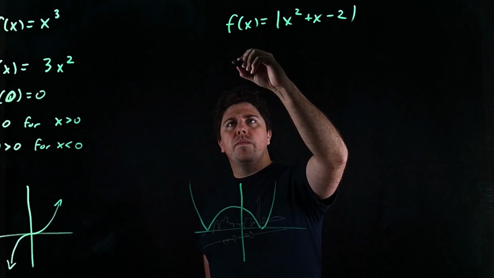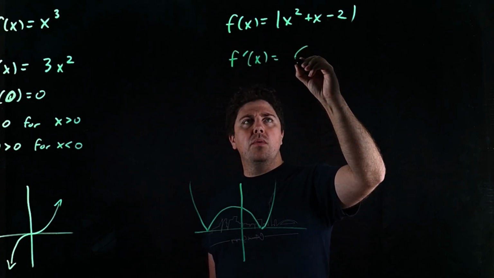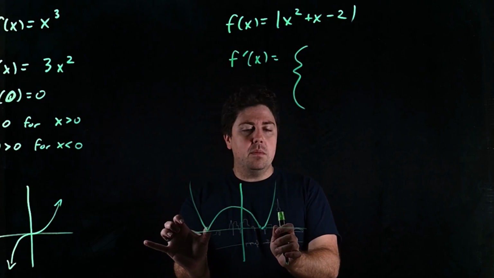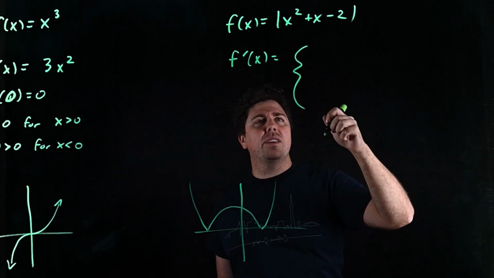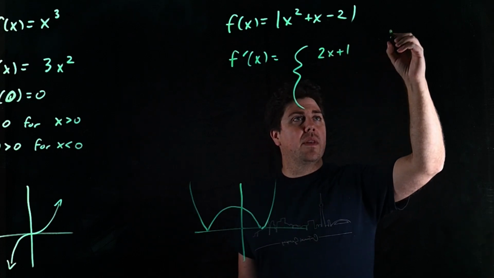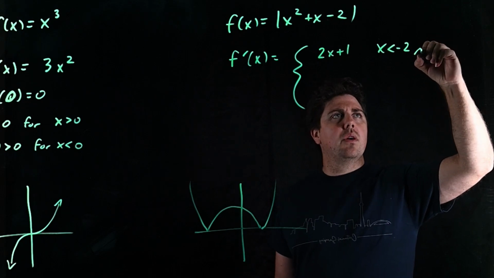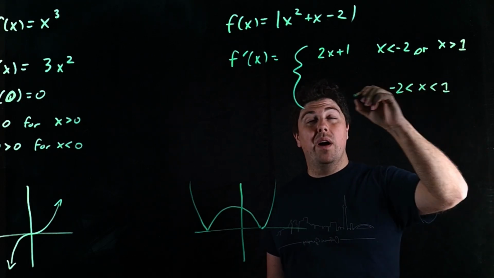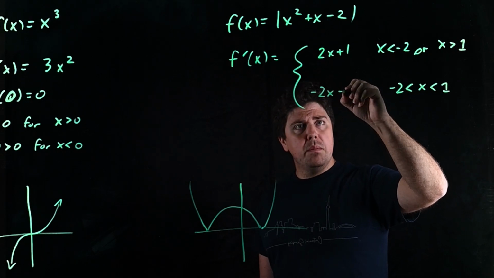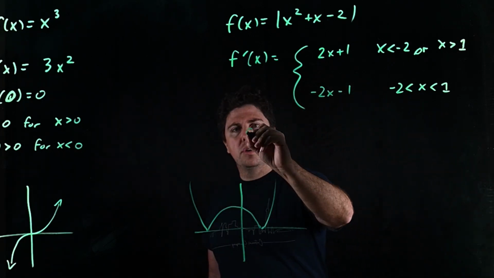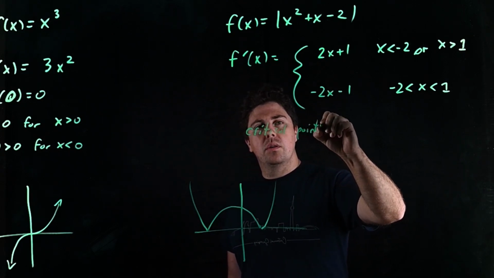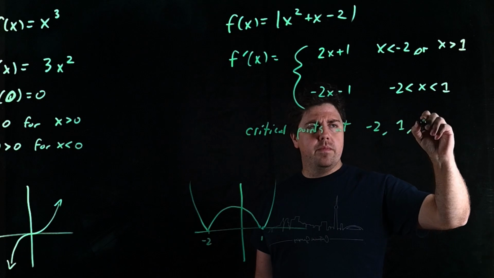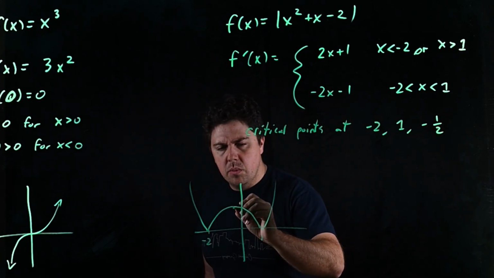So again, we can say f prime of x is equal to, and I'm only going fast because I've done this example before, but we know that on the regions from minus infinity to minus 2 and 1 to infinity, the expression on the inside is positive, so the derivative is just 2x plus 1. This is when x is less than minus 2 or x is greater than 1. In the middle, when x is between minus 2 and 1, our derivative is minus 2x minus 1. And we know that we have critical points at minus 2, 1, and minus 1/2, which is this guy here.